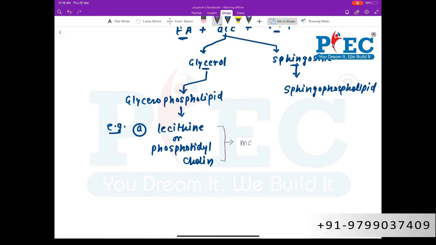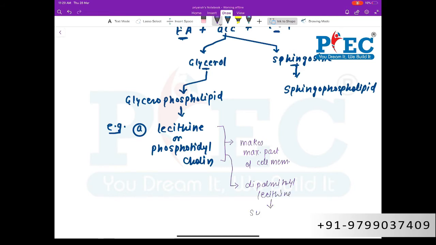It makes up the maximum part of the cell membrane, or we can say it is the most common lipid found in the cell membrane. There is a derivative of this phosphatidylcholine that is called dipalmitoyl lecithin.